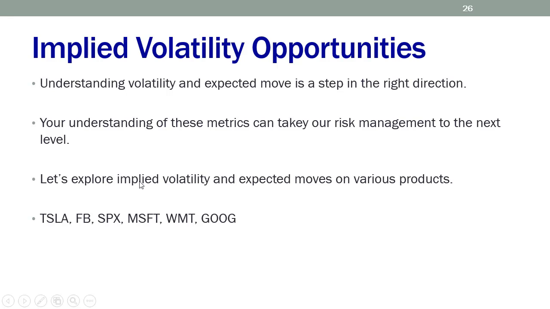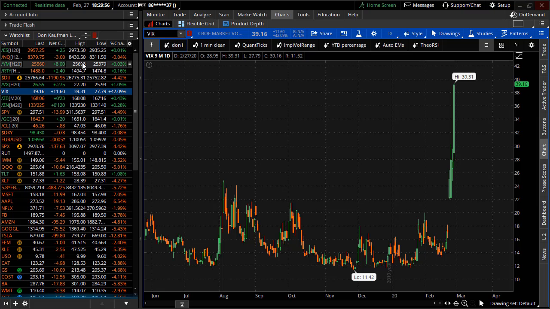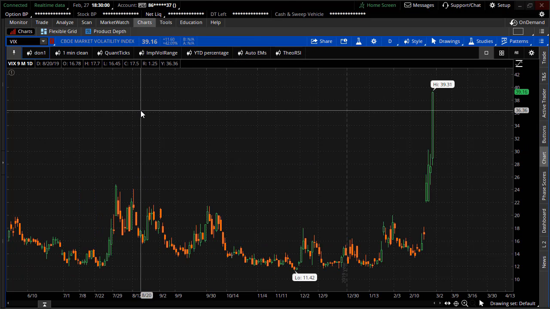But let's explore volatility and implied volatility and expected moves on various products. You guys give me stocks. Anybody have stocks? I have Tesla and Facebook and SPX and Microsoft and Walmart and Google. Let's look at some different stocks and see what is their expected move. You guys tell me, because we're bringing it up live. I do it live, okay? We're doing it live. You give me the symbol and I'll tell you what we're going to do.